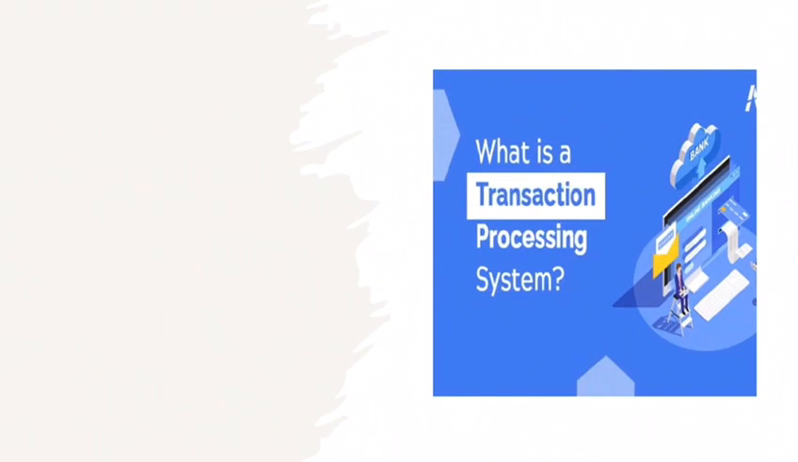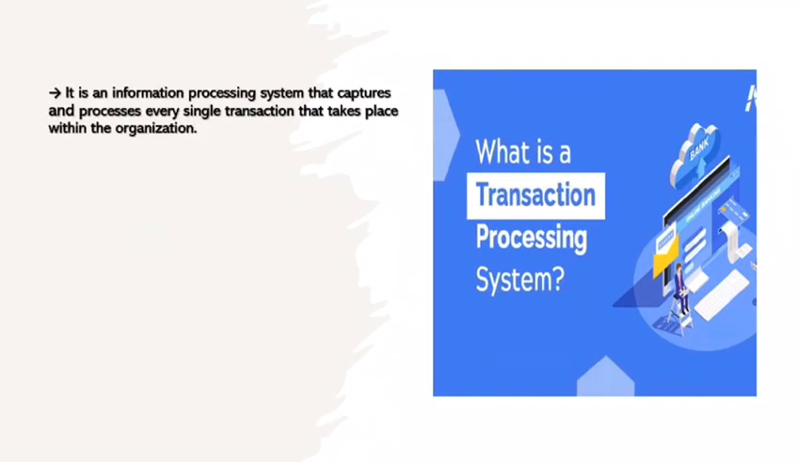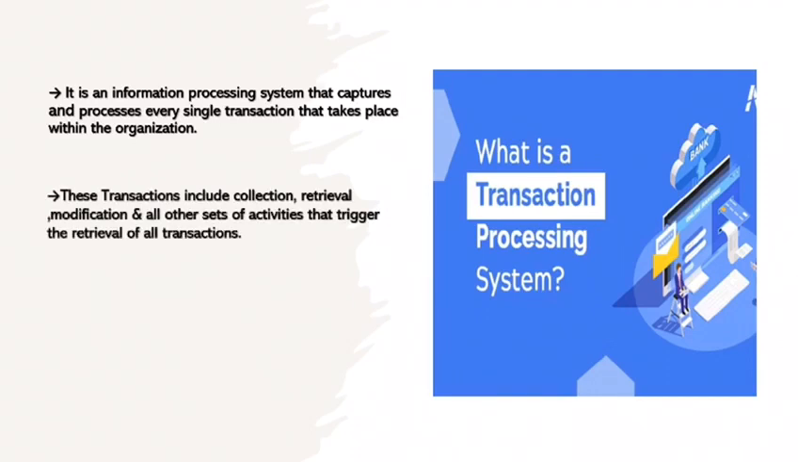Okay, what is a transaction processing system? It's an information processing system that captures and processes every single transaction that takes place within the organization. These transactions include collection, retrieval, notification, and all other sets of activities that trigger the retrieval of all transactions. A transaction processing system is highly reliable, consistent, and efficient.